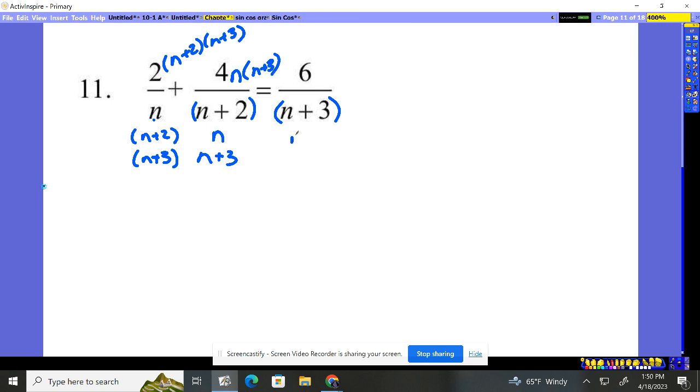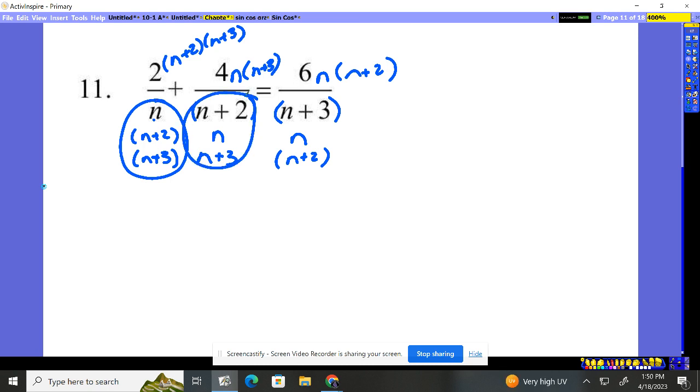This guy needs to be multiplied by an n. So we multiply the top by an n. And the bottom needs also an n plus 2. So the top is going to get an n plus 2. So the common denominator for the bottoms are all n times n plus 2 times n plus 3. See, n plus 2, n plus 3, n plus 2, n plus 3. That means, since the denominators are all the same, I can now set all of this on the top equal.